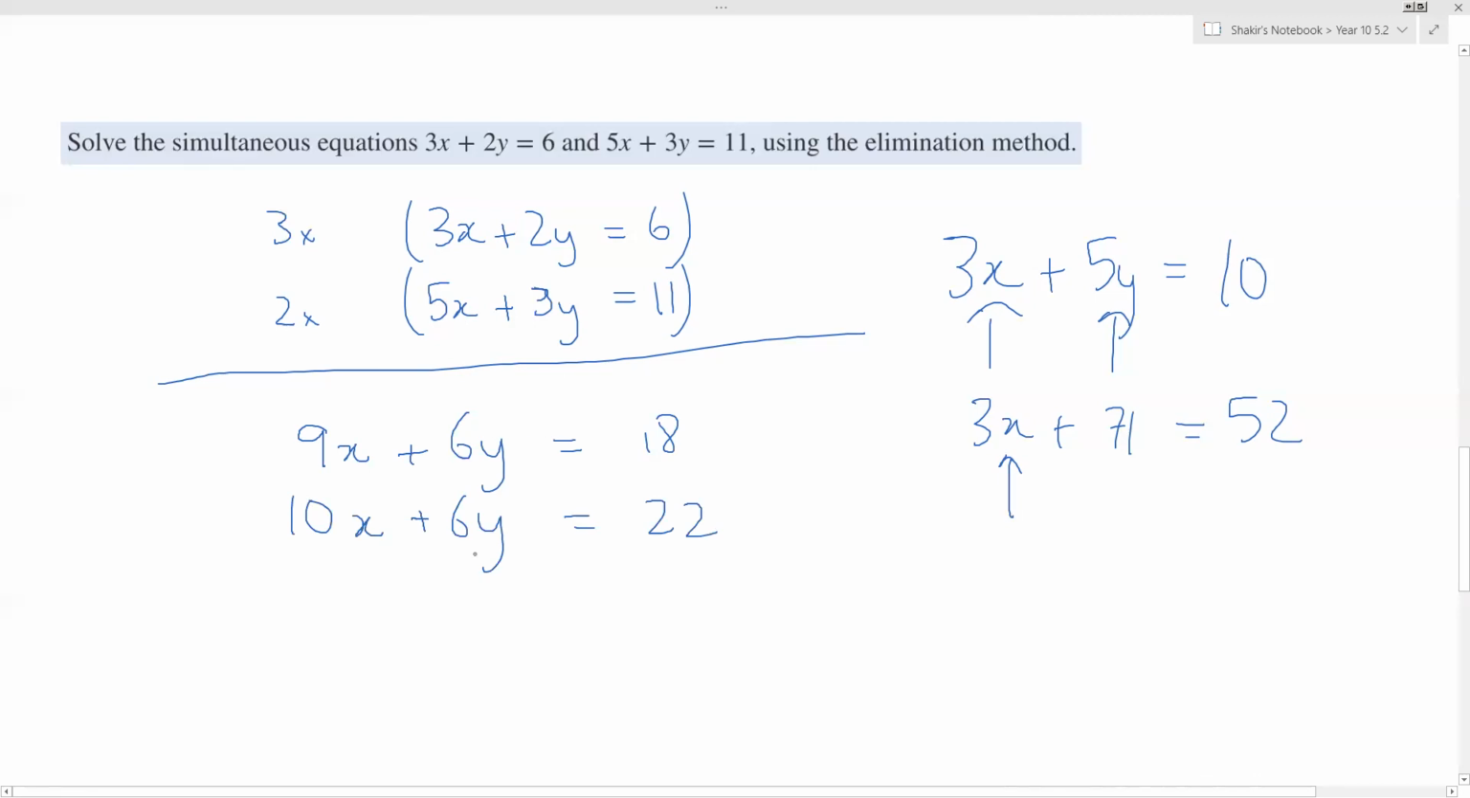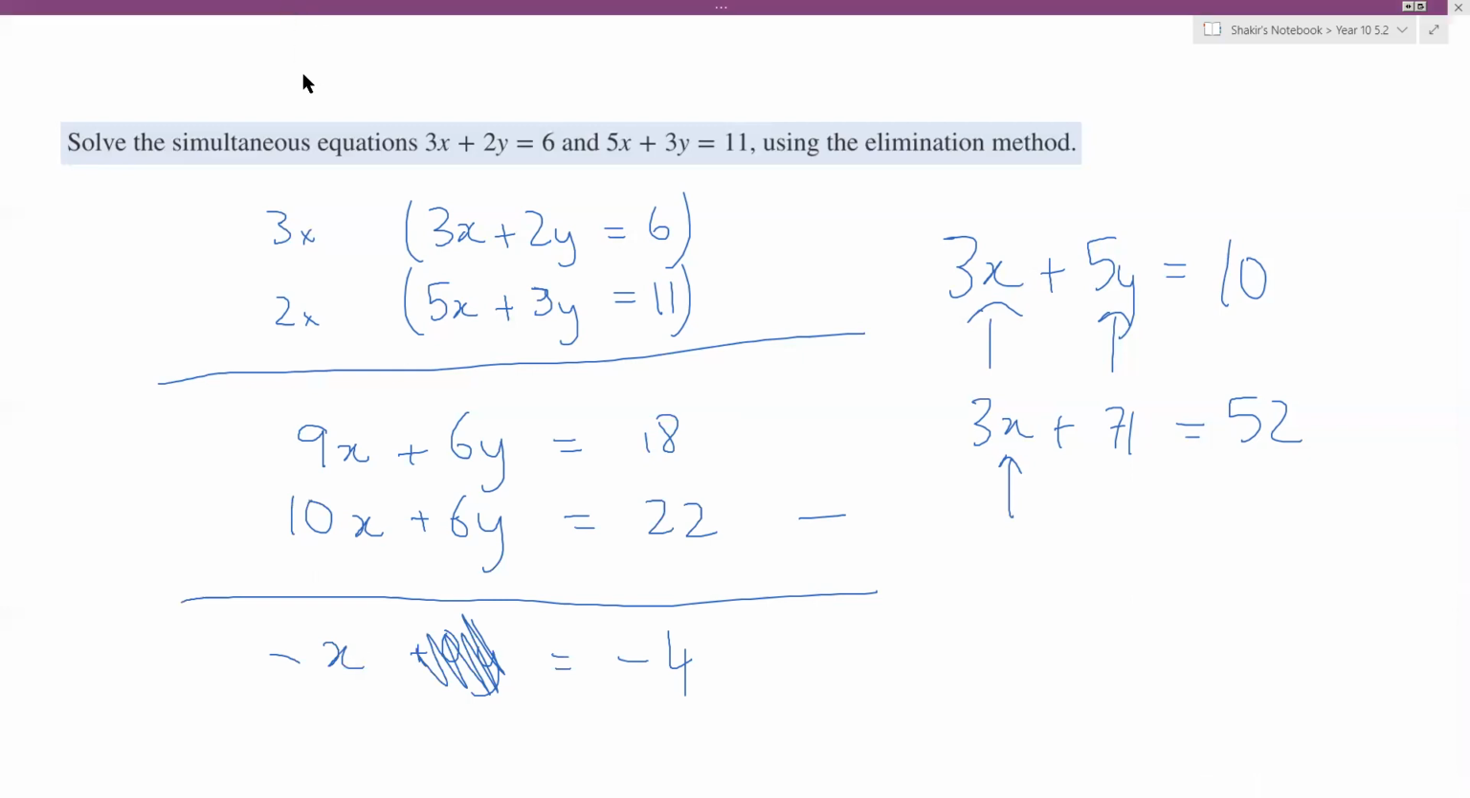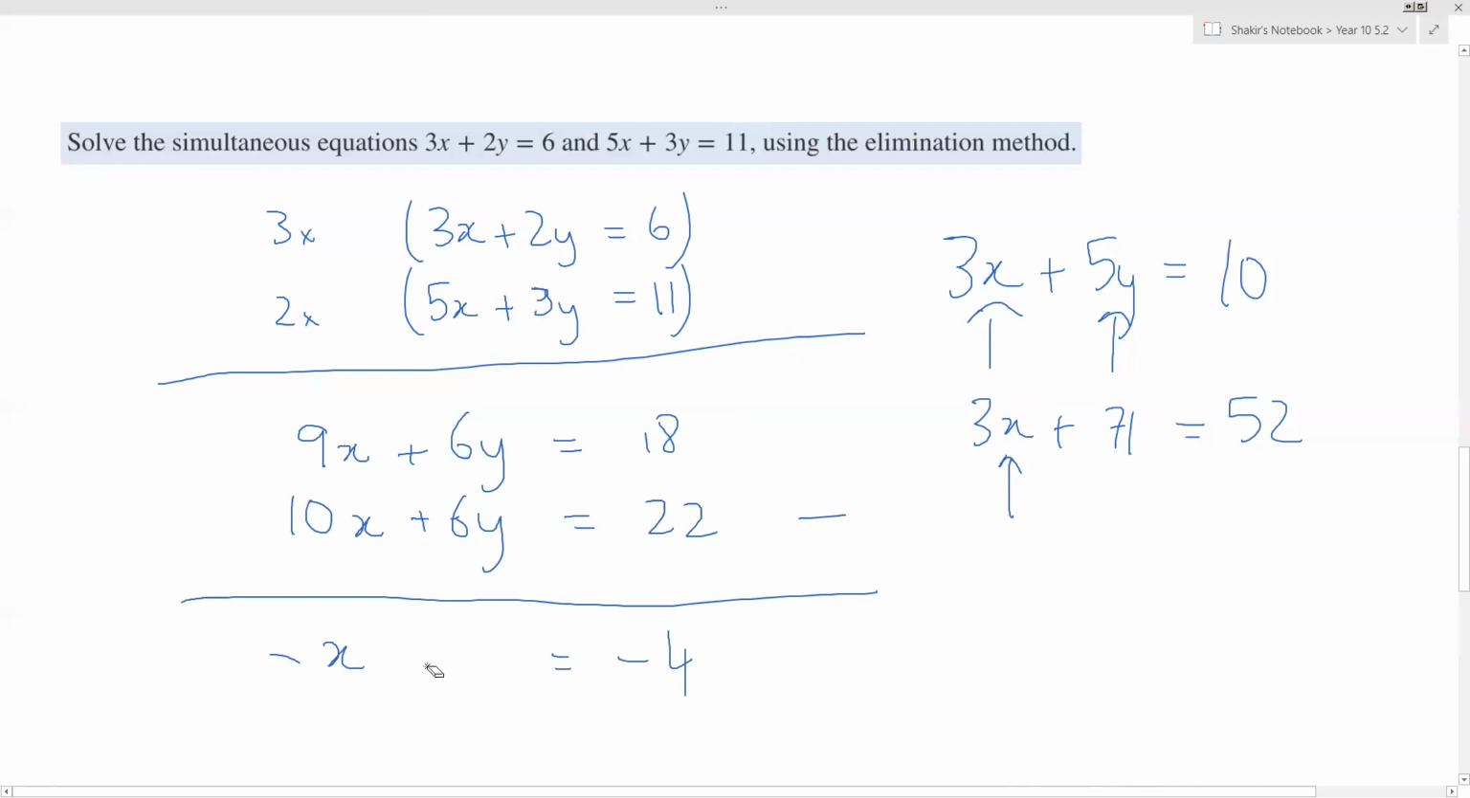Okay, now I can see that I have 6y and 6y. I can subtract these. Let's subtract these, right? And the y's will disappear. So 18 minus 22 is negative 4. 6y minus 6y is plus 0y, which you don't have to write because plus 0 is nothing. And you have 9x minus 10x, right? 9 minus 10 gives you negative x. And we should be able to solve this fairly easily.